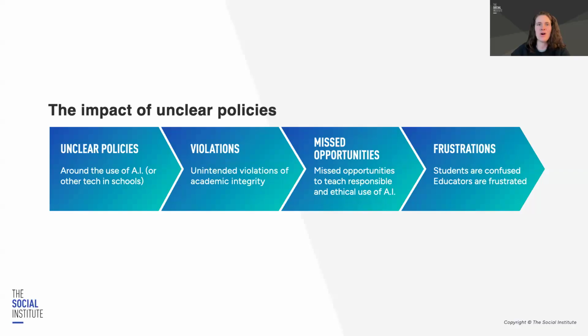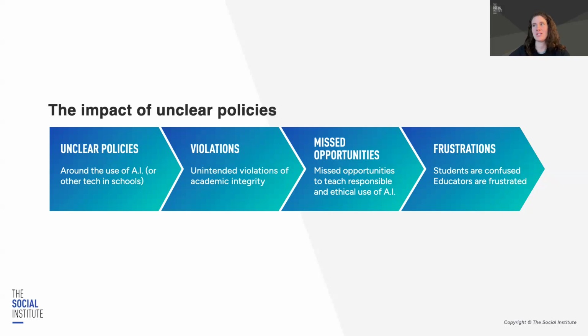When we're thinking about these policies, you'll hear me say being unclear is tough in this space. As you know, with all policies, clarity is so important, right? And so, impact of unclear policies on AI, but you could really insert anything in here. Unclear policies around the use of AI or other tech in schools leads to violations, right? As we saw in those articles, sometimes it's even confusing and students don't feel like they've done anything wrong.